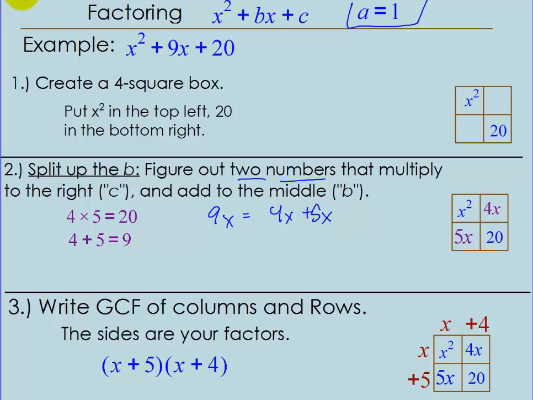And I'm putting those in that box like I did right here. So that's my blank box, and I put in the 4x on one of those corners and 5x in the other one. It doesn't matter which order you do it in. I can flip those two. All right, so I filled in my box.